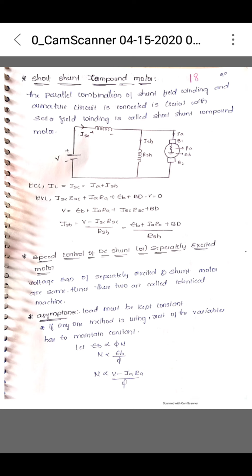There, Eb is equal to V minus Ia Ra. Of course, minus brush drop is there, but brush drop is constant. It won't vary, so that is very small. That's why we neglect it.